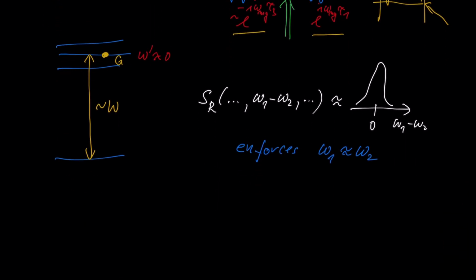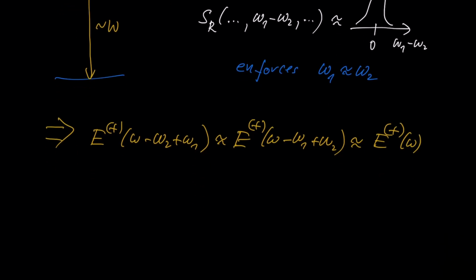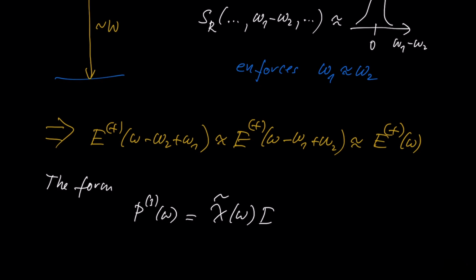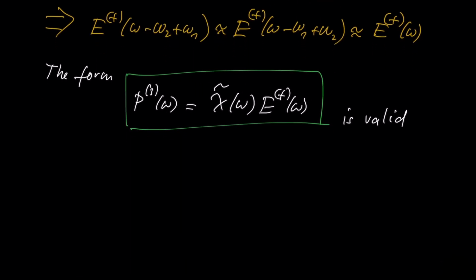So let's summarize it here. For those two reasons, we can actually set E plus of omega minus omega 2 plus omega 1 to be similar to omega minus omega 1 plus omega 2, and to be similar to E plus omega, and the assumption, the form P3 omega equals chi tilde omega E plus omega, is valid. Very nice.